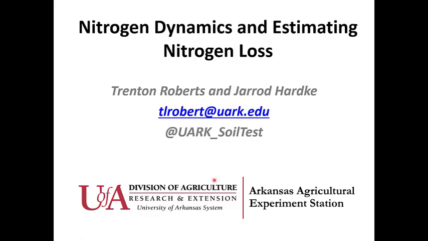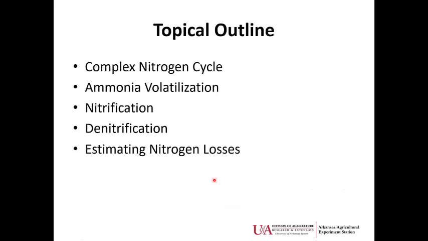So just for a general title, I wanted to call this Nitrogen Dynamics and Estimating Nitrogen Loss. As far as a topical outline, I want to talk about how complex the nitrogen cycle is, specifically in our row crop production systems here in Arkansas. I'm going to cover ammonia volatilization, which is a net loss from our soil system. I want to talk about nitrification, which is simply a nitrogen transformation. It does not result in a net gain or a net loss from the soil. We're going to talk about denitrification, which is another loss mechanism from the soil. And at the end, we're going to go through a couple of examples where we try to estimate potential nitrogen losses from our row crop production fields.